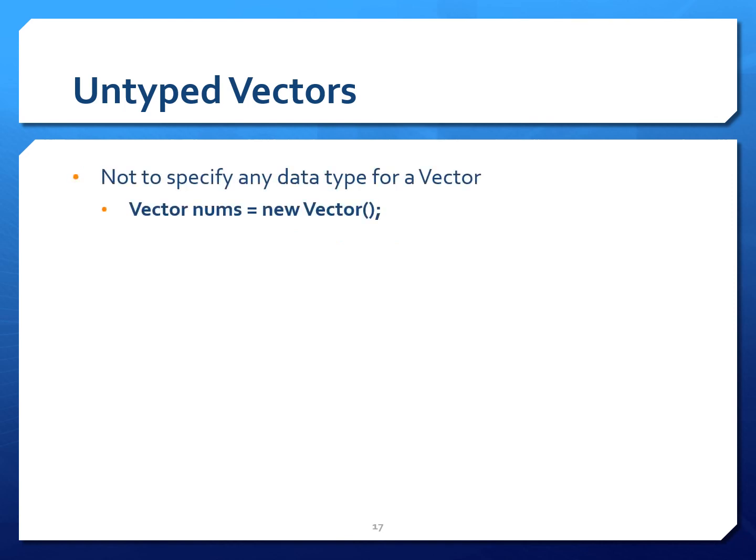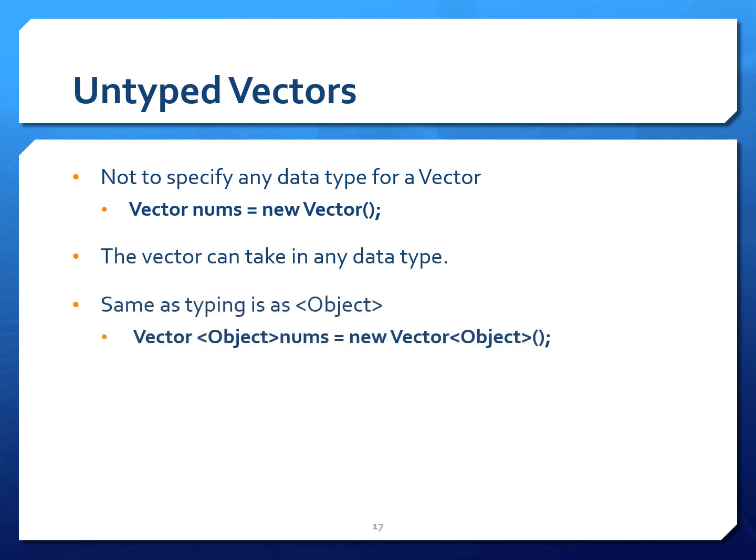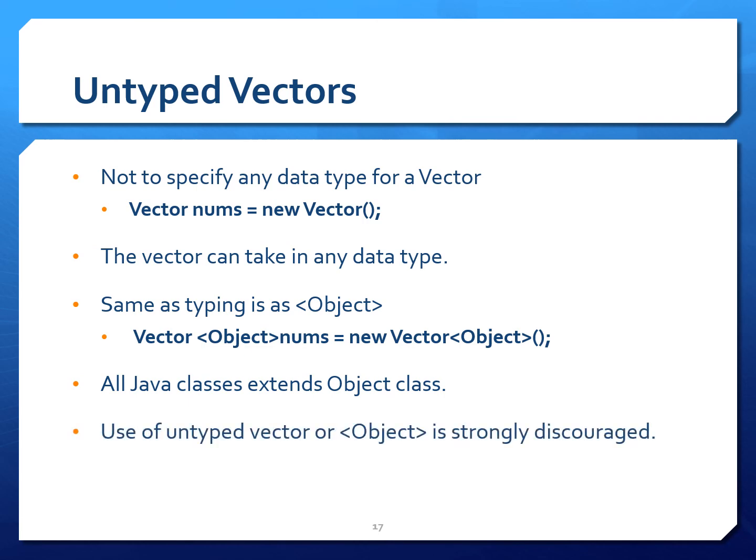It is possible not to specify any data type for a vector. In this case, the vector can take in any data type. It is the same as typing it as Object. All classes extend Object class. So if a vector is untyped, it can take in any kind of objects. However, use of untyped vector is strongly discouraged.